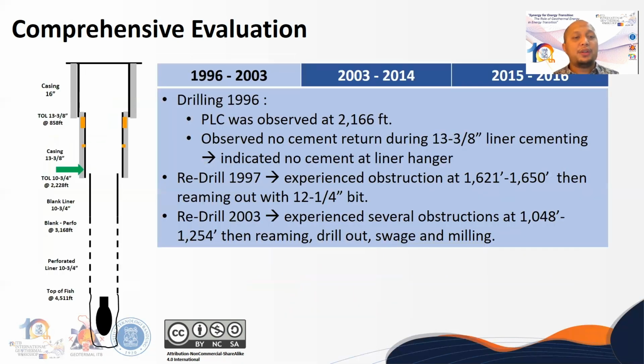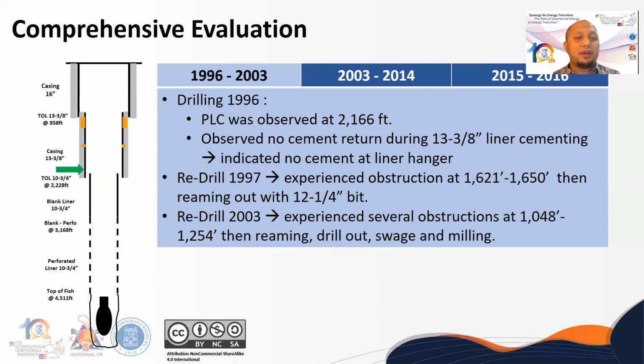The left picture shows the illustration of AWI-4 wellbore condition. Any data that we obtain will be shown later on in the illustration of this wellbore. We will start at the beginning of this well. During the drilling in 1996, partial loss circulation was observed at depth 166 feet. We also observed no cement return during 13 3/8-inch liner cementing, which indicates no cement at liner hanger, or the cement did not fully fill the annulus behind the casing.